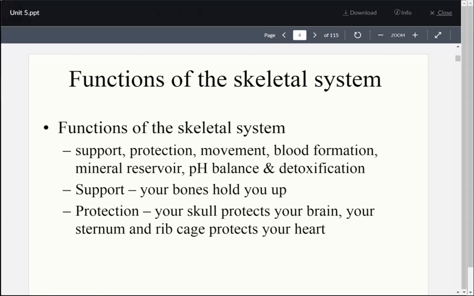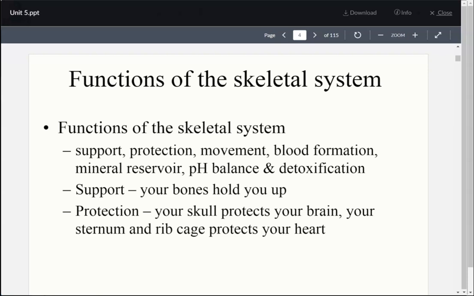But what you may not think of is that they also provide protection. Your skull protects your brain, your sternum and rib cage protects your heart, your pelvis helps protect your bladder and internal reproductive organs. Far more critical for females with her ovaries being located inside. However, it also acts as a cradle for a fetus if you become pregnant.